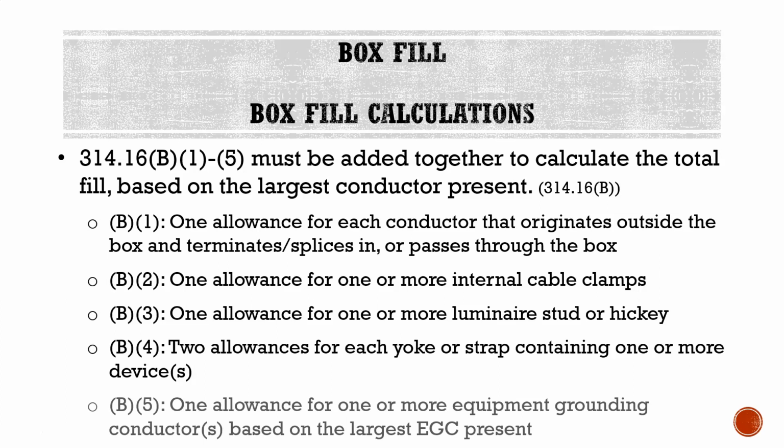And then finally for B5, we have one allowance for one or more equipment grounding conductor or conductors based on the largest equipment grounding conductor present. So B5 is a little bit of a standalone point in my opinion, in that we're going to size the allowance required by B5 based on the largest equipment grounding conductor, not the largest conductor in the box. In other words, we could have a number 10 current carrying conductor in the box, but if our largest equipment grounding conductor is only a number 12, then that's what we're going to use for our allowance on B5.